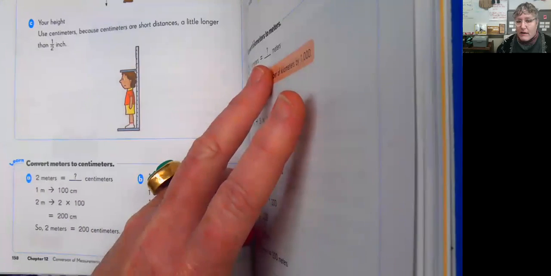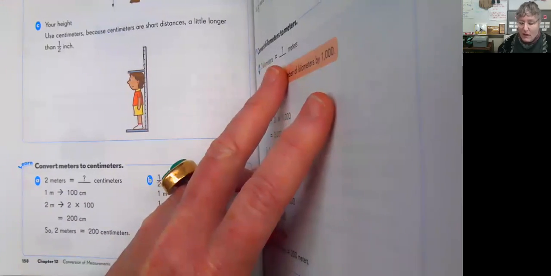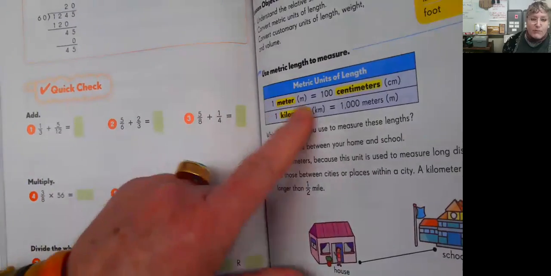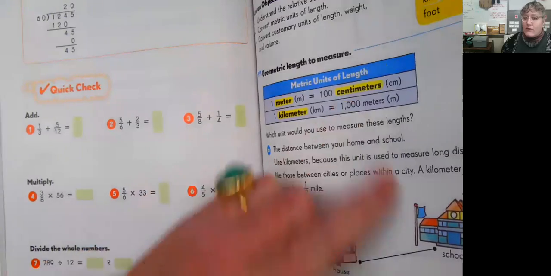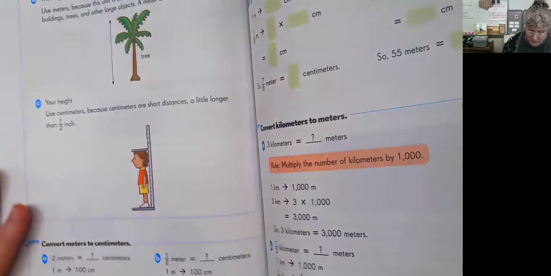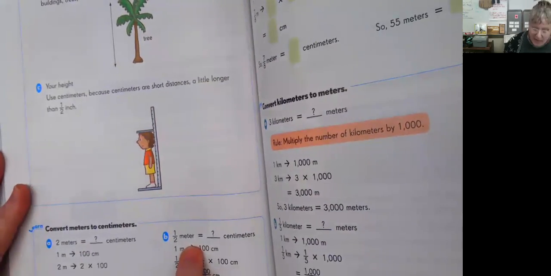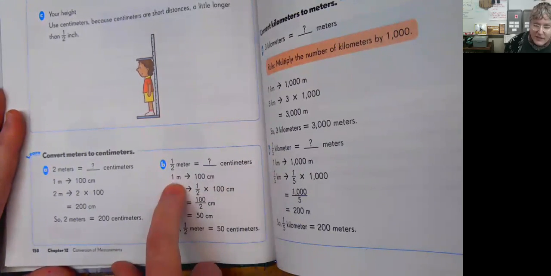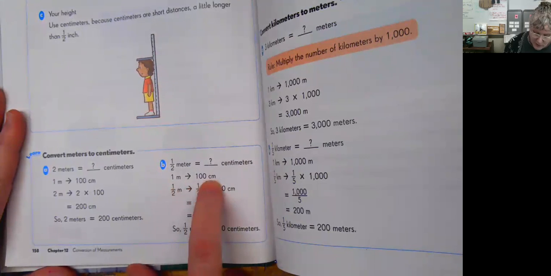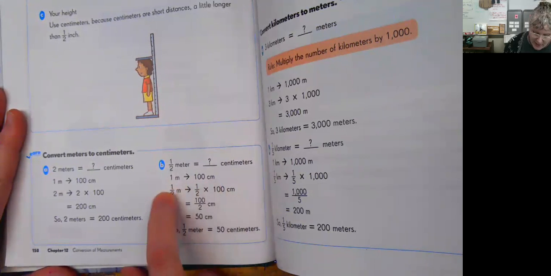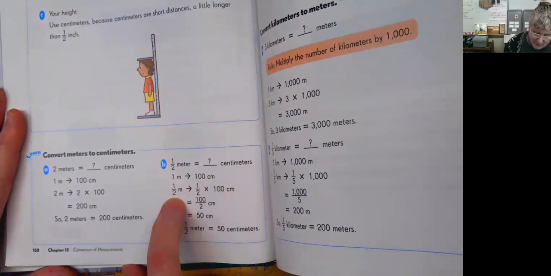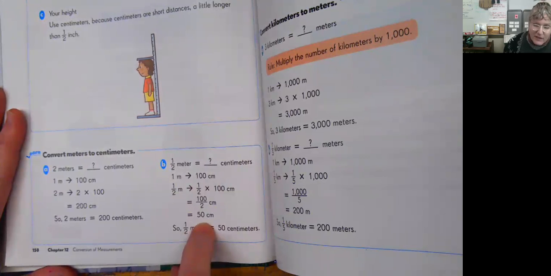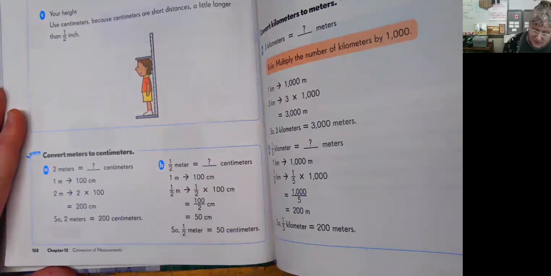Zoom out a little bit here. I'm zoomed in close. The information that's in the blue box is going to help you, and you're always going to write it down when you're solving the problem. Here's another problem. A half a meter equals how many centimeters? So I look in the blue box and it tells me that 1 meter equals 100 centimeters. So now I can compare it and I can say, well, half a meter is going to be 1/2 times 100, which is 50. So a half a meter is 50 centimeters.